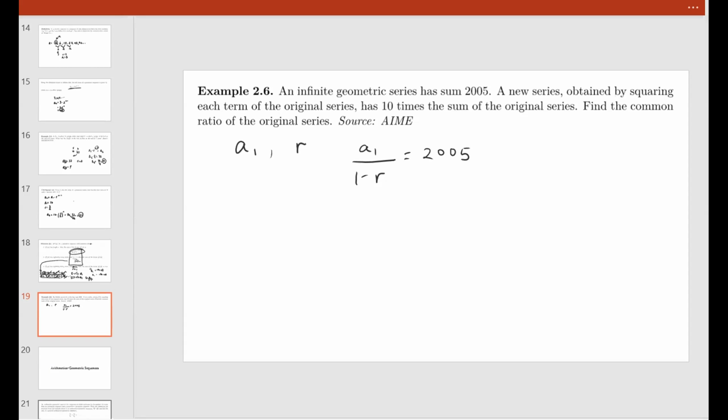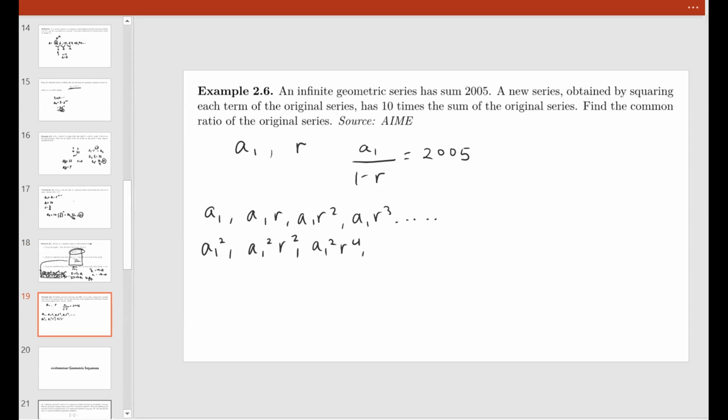So now our new series is obtained by squaring each term of the original series. The terms of the original series are a1 times r, a1 times r squared, a1 times r cubed, and so on. If we square each term, we would get a1 squared r squared, a1 squared r to the 4, a1 squared r to the 6, and so on. So the common ratio now is r squared, because r to the 4 over r squared is r squared, and so on. And then our first term is a1 squared.